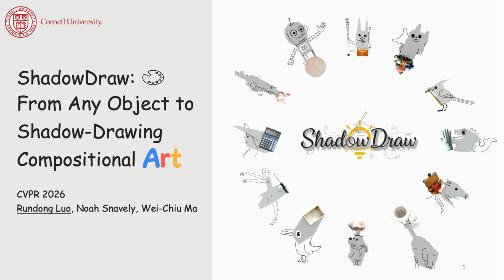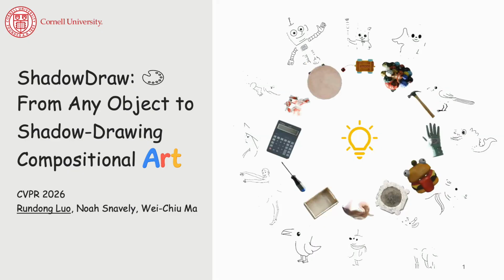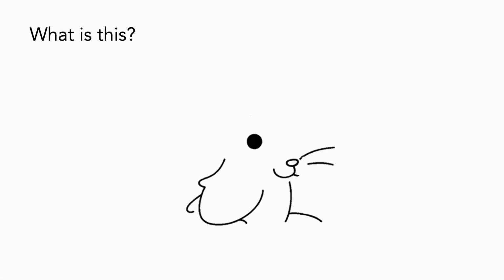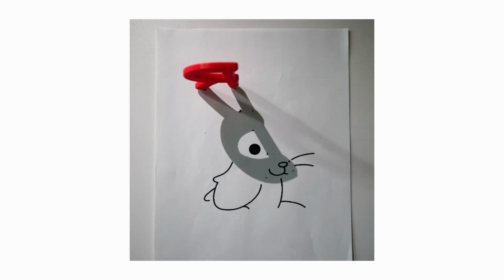And now let's look at some cool art. To begin with, let's look at this image. What do you think it is? There are multiple possibilities. It might be a cat or a dog. But today, if we put a 3D object on the top and cast a shadow, it suddenly becomes a rabbit. And that is exactly the core idea of our work.